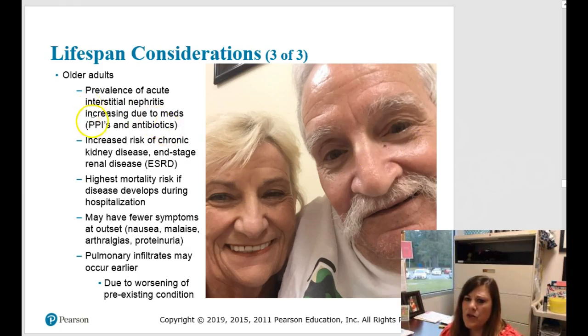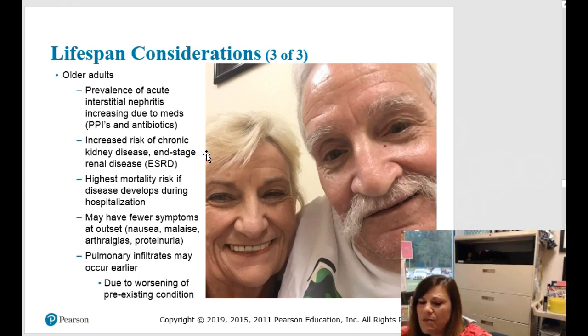But in older adults, we see prevalence of acute interstitial nephritis, and that happens a lot of times because of the PPIs that they're on and antibiotics. They also have an increased risk of end-stage renal disease, so that's important to watch out for. They also have the highest mortality risk if they happen to develop the disease while they're in the hospital, and they may have fewer symptoms. It may be nausea, malaise, arthralgias, and proteinuria. They may also have pulmonary infiltrates because of a pre-existing condition, right?